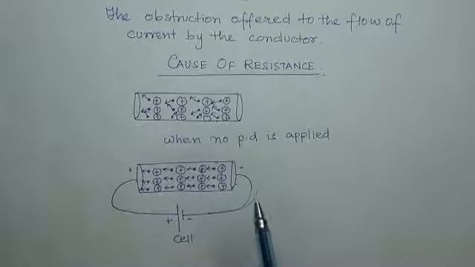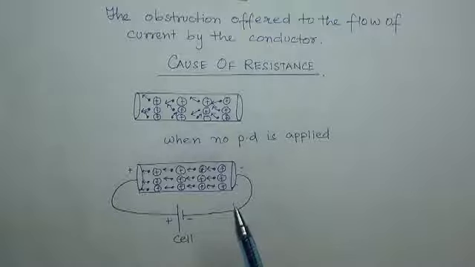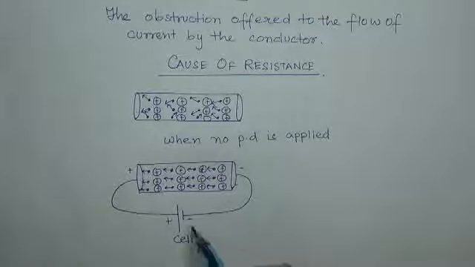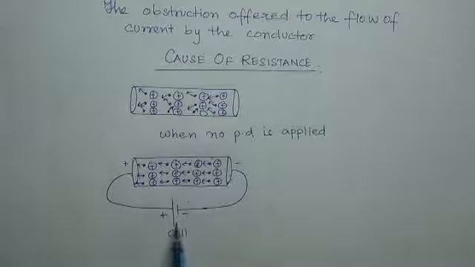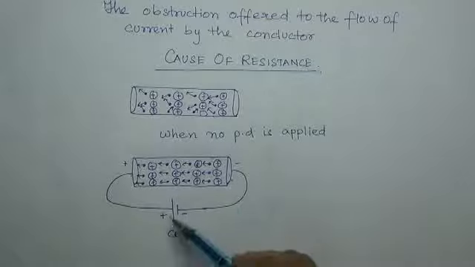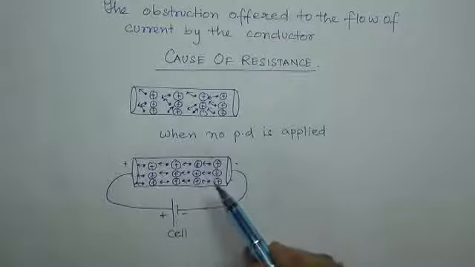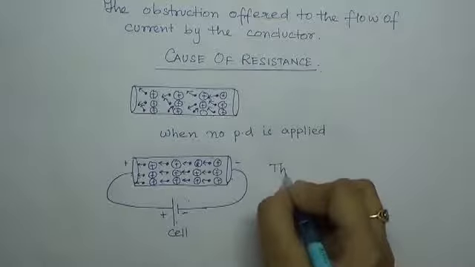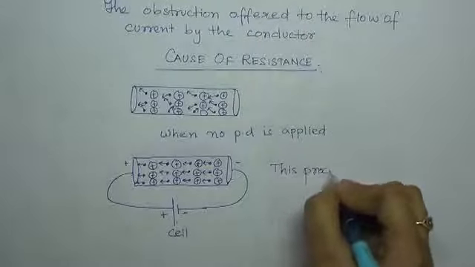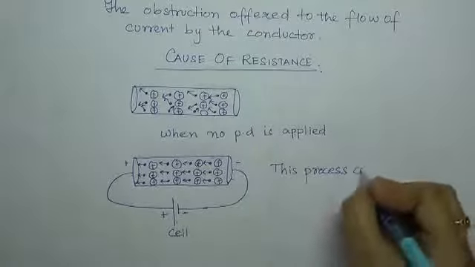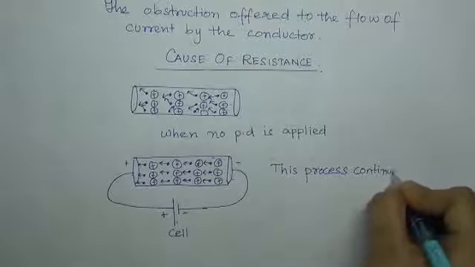Since they are losing kinetic energy, the speed of the electron is decreasing after the collision. Again, because of the existing potential difference, because the cell is constantly providing a potential difference to the metal wire, the electrons are getting accelerated and the speed increases, and then again in collision with the positive ion, their speed decreases. This process continues, the increase and decrease in speed continues to occur.